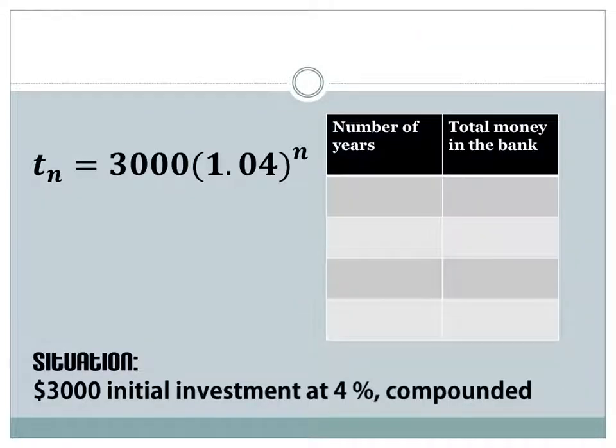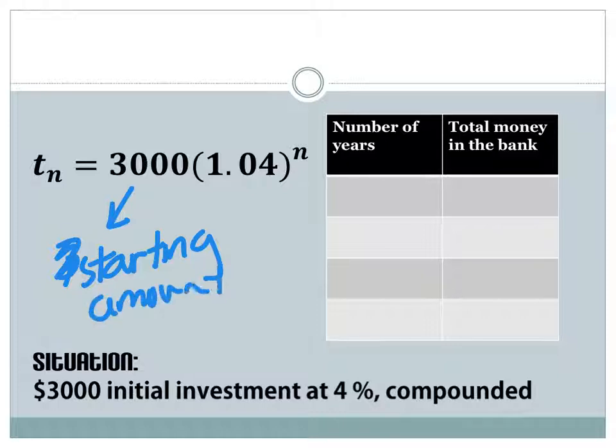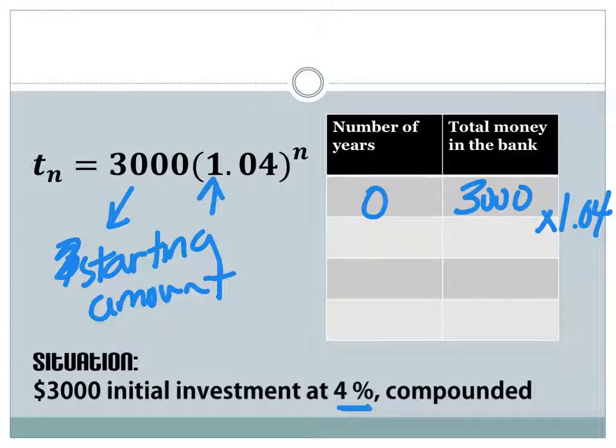Here we have an equation, and we know that this 3,000 is our starting amount. I've decided to let the situation be money compounded annually. You don't have to do it that way. So the starting amount is always going to be my zero term. So I have $3,000 in the bank, and I'm going to grow at 4% compounded. The 100 is this one, the original 100%, and then the 4% more that I have each time.